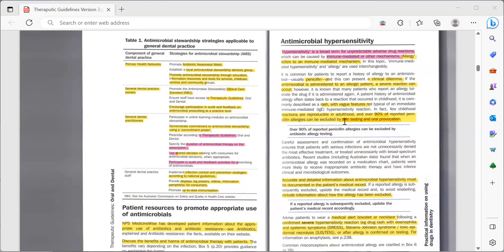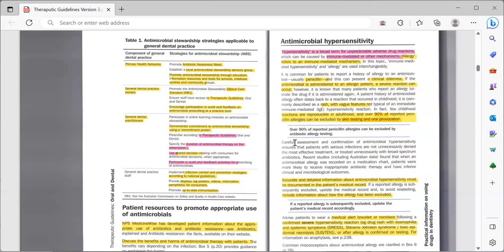So there are certain tests which help us exclude the allergy. We can make sure whether the patient is actually allergic to penicillin or whether it is something else, like a drug-viral interaction. These tests are known as skin testing or oral provocation. But these tests are done under a specialist or in the hospital. You should not be doing any of these.